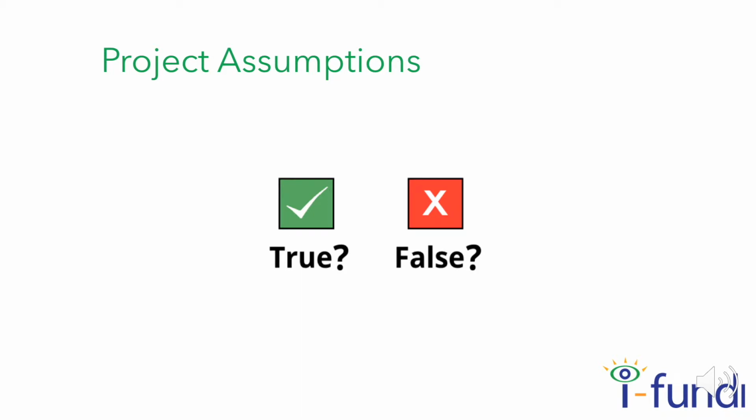For example, you may have assumed that a particular piece of equipment will be made available to you when you need it on the project. However, when the time comes, the equipment is not available. What will this mean to the project? It may result in delays or extra costs if the equipment has to be purchased.